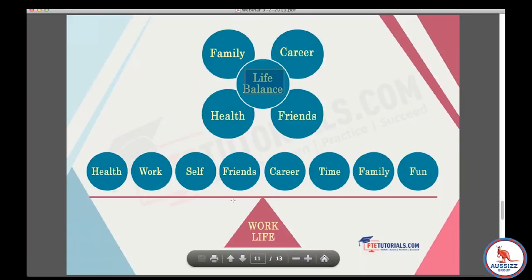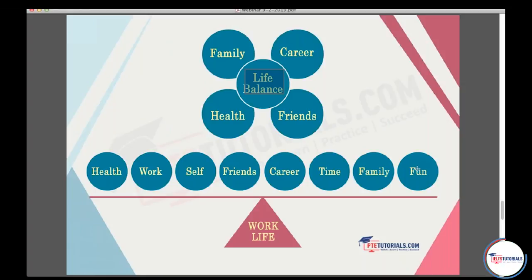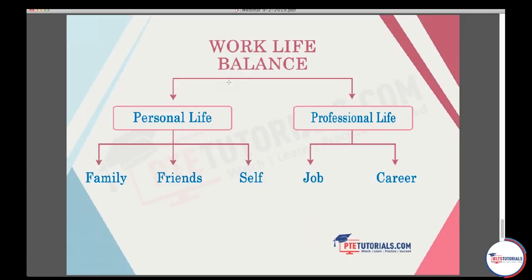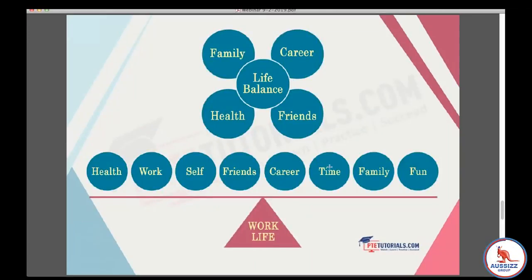When coming to work life, what is important here? Health, work, self, friends, career, time, family, and fun. All these are important. This is how you have to plan an essay. And next is produce. How to produce the essay? Work life balance is divided into personal life and professional life. Then, in personal life, we have family, friends, and self. In professional life, we have job and career. In the problems part, you can write all the problems which you can face from family, friends, job, career, everything. Health problems, and time, fun, everything you can write in the problems.